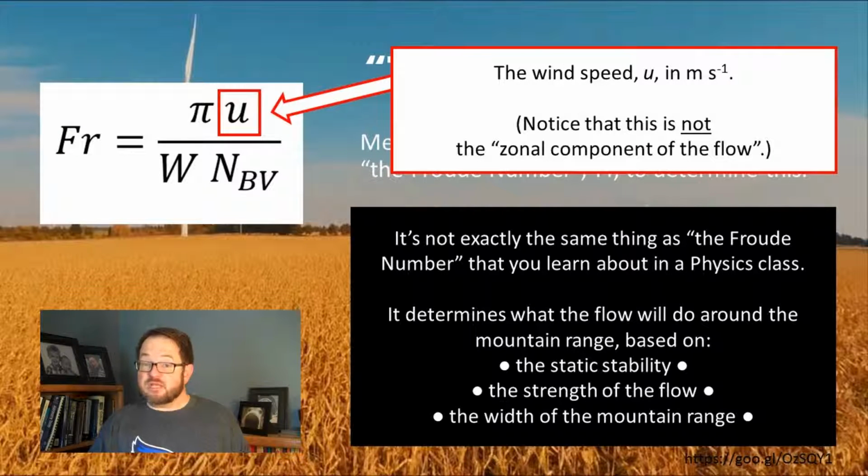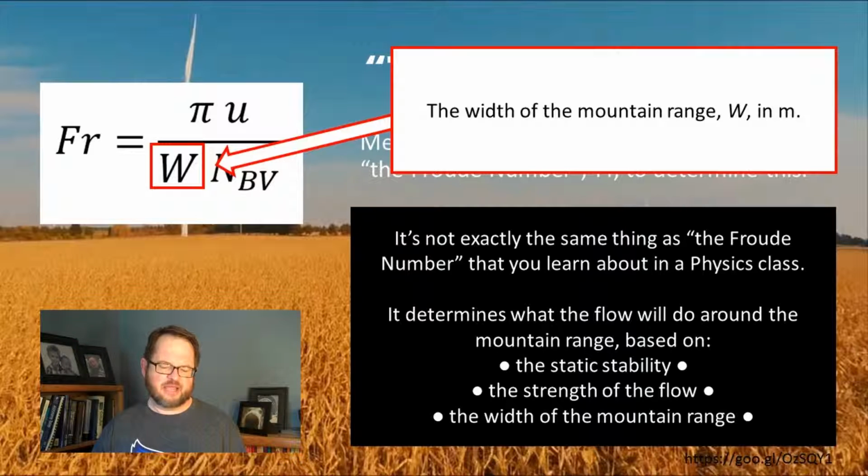The wind speed comes into the Froude number. We're just writing it as U here, as in the wind speed, not as in the zonal component of the flow. Again, this is a little thing that is not making me all that happy about our textbook, that they kind of get sloppy about that from time to time.